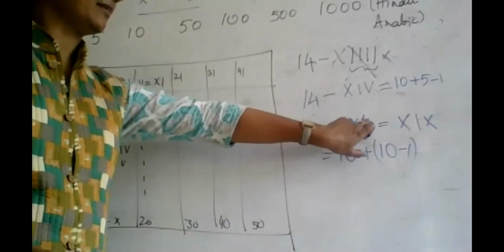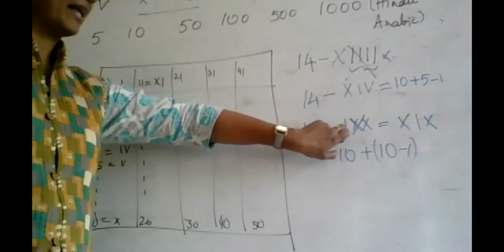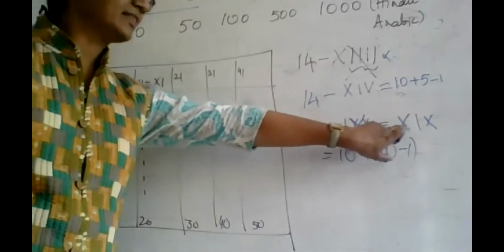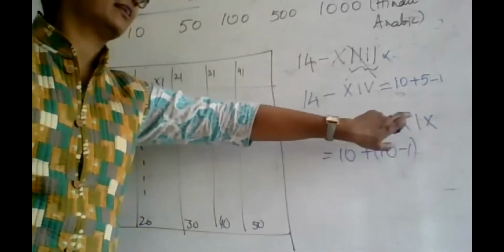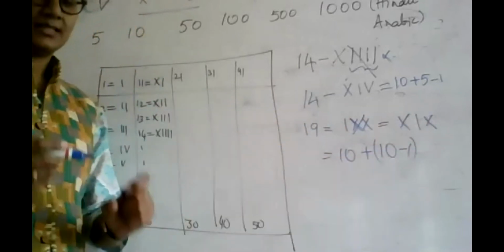Don't say this is 10 minus 9, because you are subtracting two symbols, which is not allowed. This is 10 and this is 9. From 10 there is 1 subtracted. So this is 9 and this is 10. So 10 and 9 together has become 90.